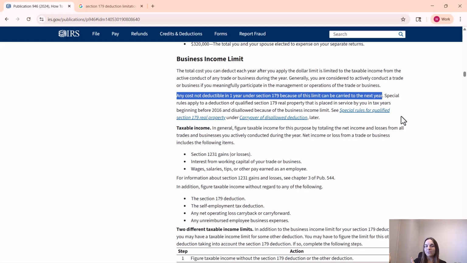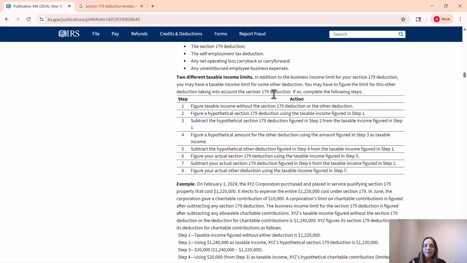Okay, so I know I said that you can't take Section 179 in future years. You can, however, take it and then carry forward if it's limited because of the business income limit. Okay. So, and this explains the different business taxable income limits.